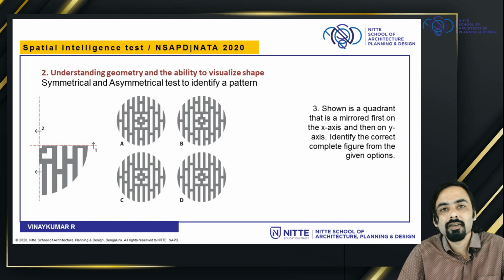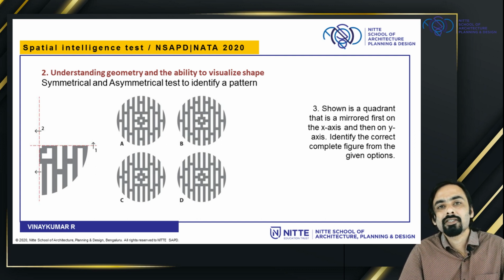The third one, symmetrical and asymmetrical test to identify a pattern. Question number 3, shown is a quadrant mirrored in the x-axis and y-axis on the screen. Identify the complete figure given as an option. This tests a symmetrical pattern in the given question. The quadrant itself is a hint for the question. When you multiply the mirrored image, you are able to get an answer.